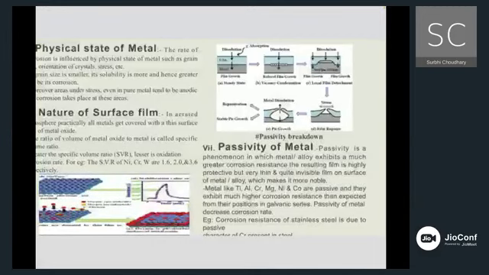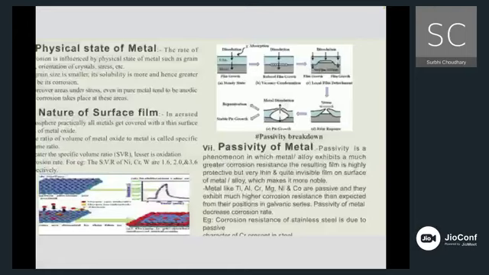Now coming to the next topic, that is solubility of the corrosion product. In electrochemical corrosion, if the corrosion product is soluble in the corrosion medium, then corrosion proceeds at a faster rate. Means we can say corrosion takes place because of the electrochemical reaction, and the corrosion product, that is the oxide, forms in the electrolyte solution or at the anode portion.